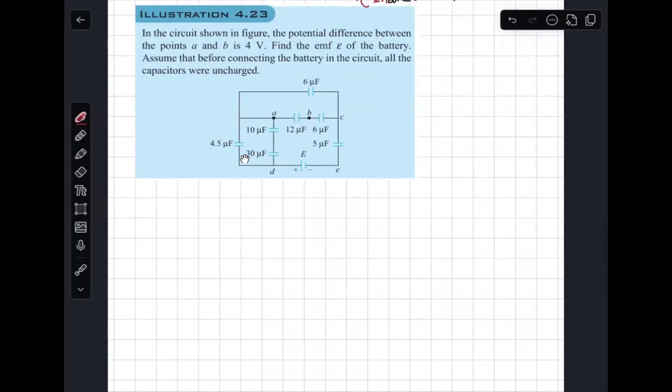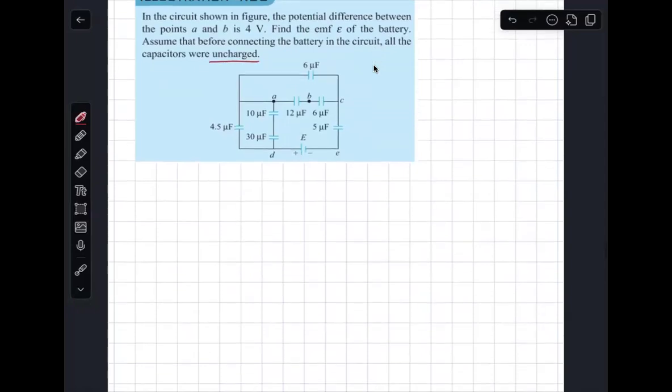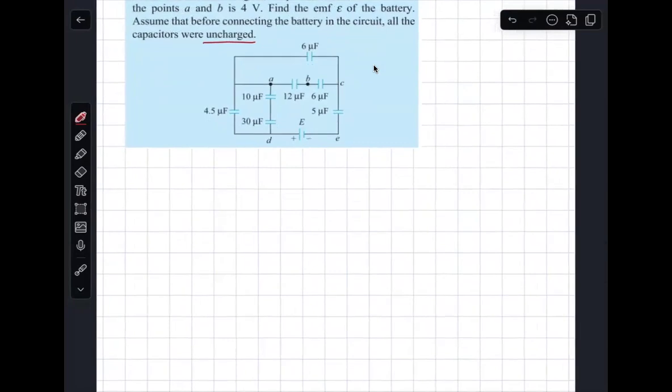Now try this question. Find the EMF of the battery. Assume that before connecting the battery in the circuit, all the capacitors were uncharged, neutral. Okay, fine. Now I will analyze this properly.